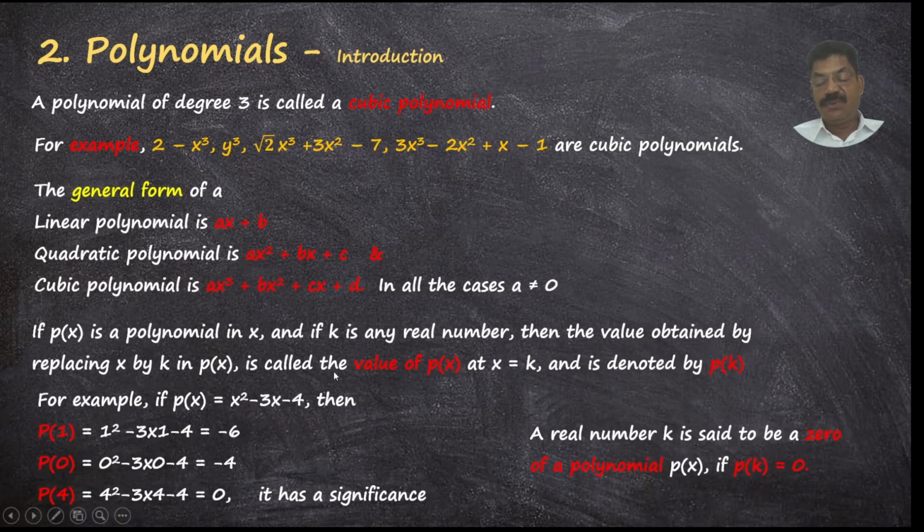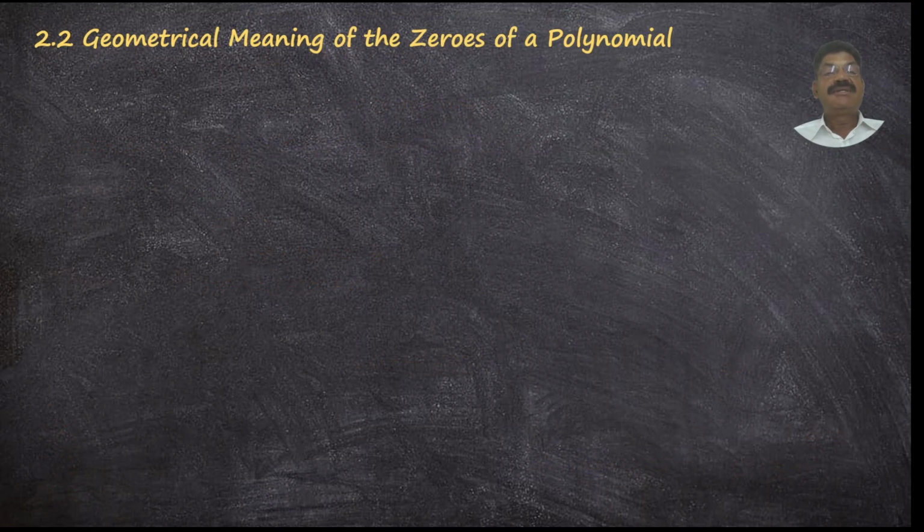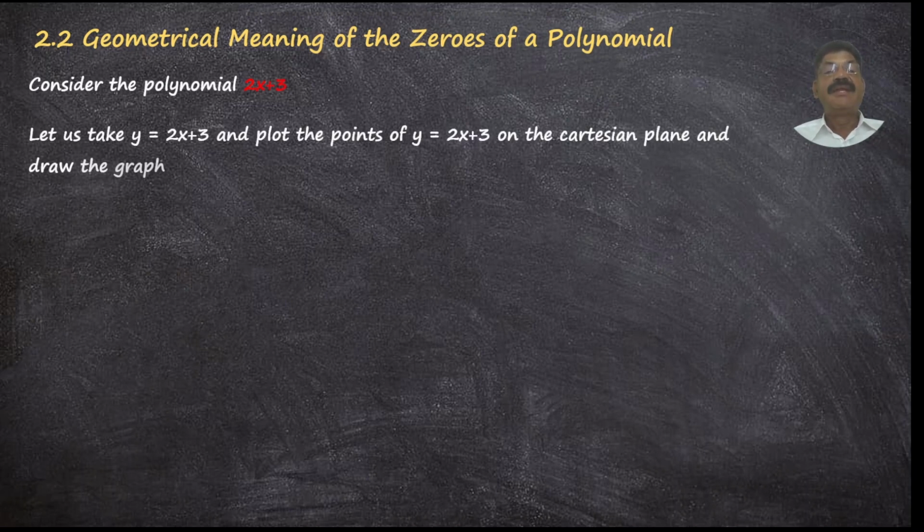because when you substitute x is equal to 4, this polynomial becomes 0. Now we are going to see the geometrical meaning of the zeros of a polynomial. We start with a linear polynomial 2x plus 3. To find its geometrical meaning, first you take y is equal to 2x plus 3 and plot the points of y is equal to 2x plus 3 on the Cartesian plane and draw the graph.